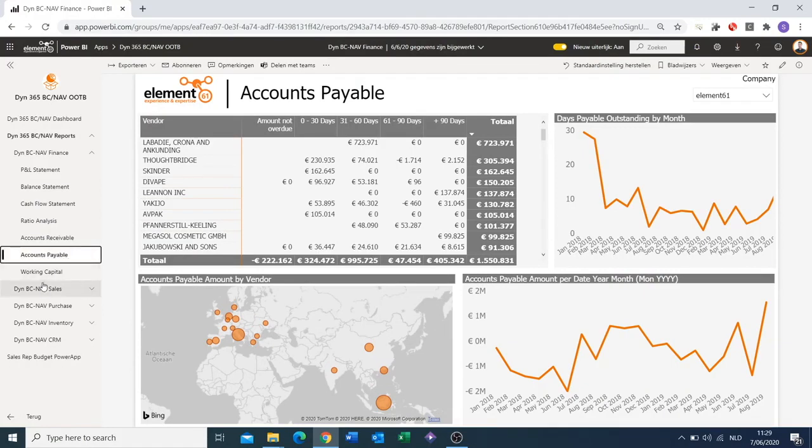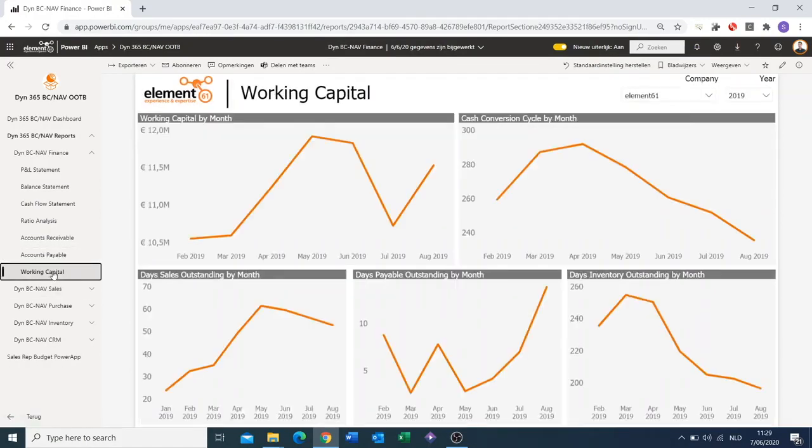Finally, the working capital dashboard shows your company's liquidity, operational efficiency, and short-term financial health.